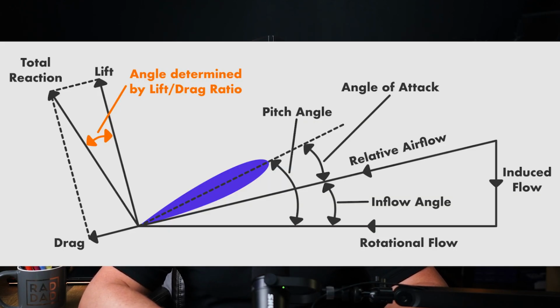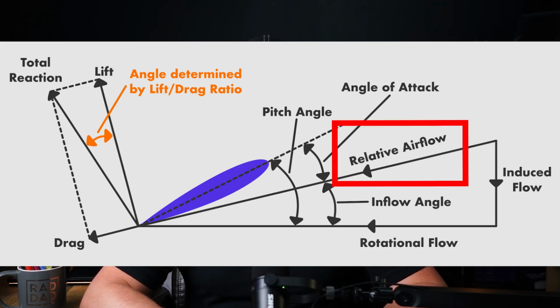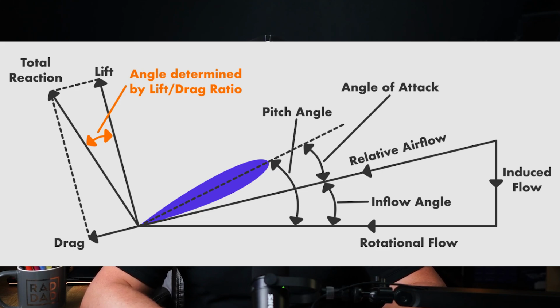Let's talk about the rotor blade speeds. The speed at which the rotor blades move through the air is determined by the rotation of the rotor system. Higher rotational speeds increase the relative wind over the rotor blades, which increases lift. However, this also increases the drag, requiring more power.